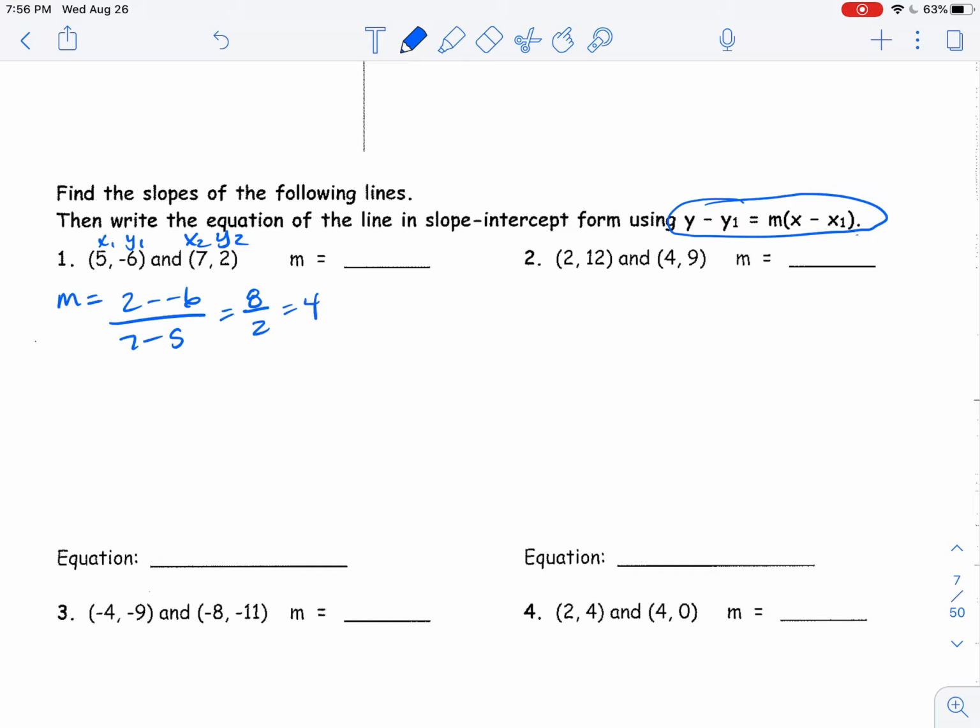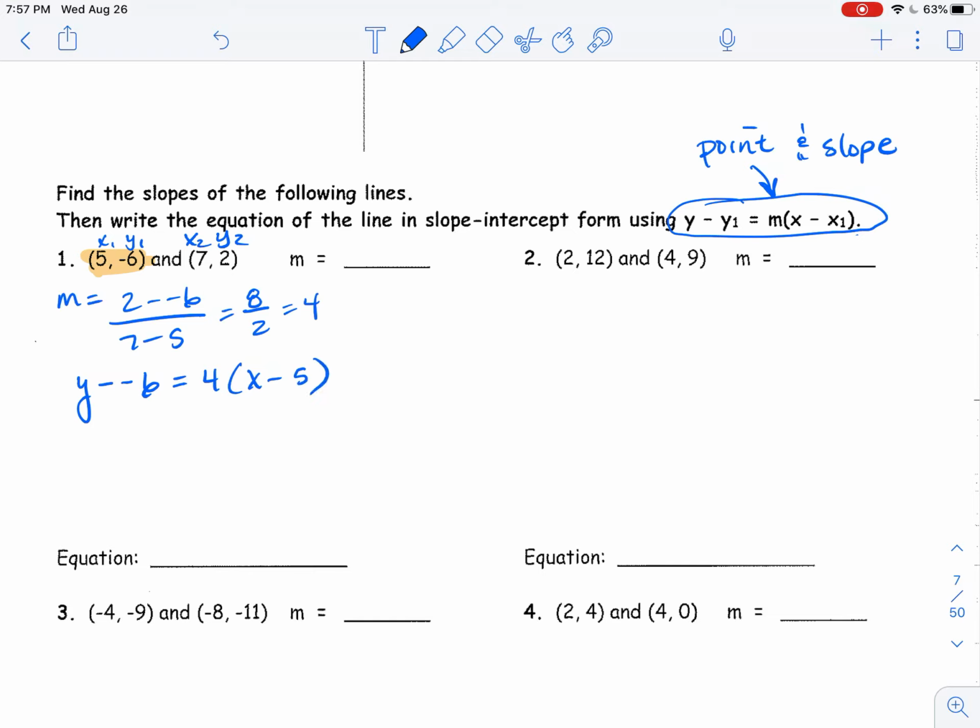Now, when you're using point slope, you need a point and a slope. It doesn't matter which point you pick. Pick the point that makes your life easier. If you want to work with this one, fine. If you want to work with the second one, fine. You'll still simplify to get the same answer. I'm going to go ahead and just use this (5, -6). Y minus the first y is equal to m times x minus the first x.